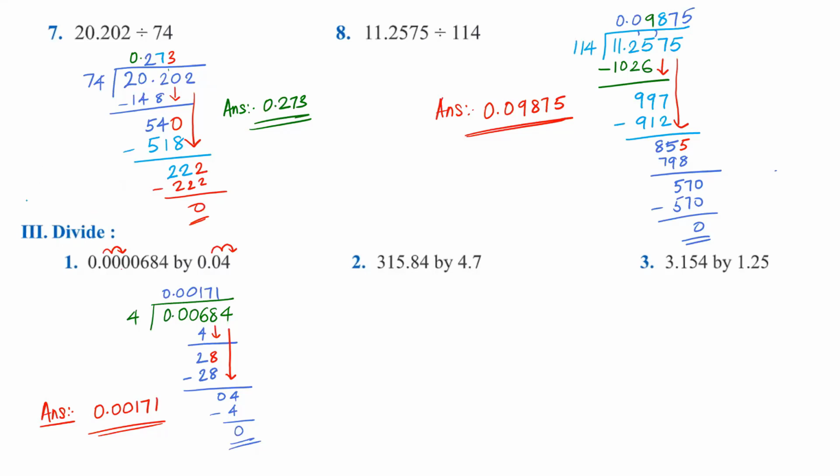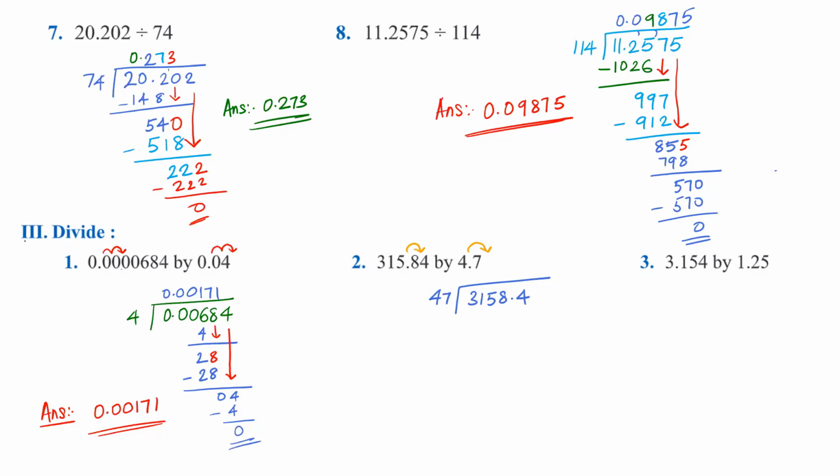315.84 divided by 4.7. So here also, what is the first step? To make it a whole number, I should shift the decimal point towards the right 1 time. Same thing here. So if I do that, the numbers turn out to be 3158.4 divided by 47. Not 47 divided by 3158.4; this number is divided by 47. Don't read it the other way.